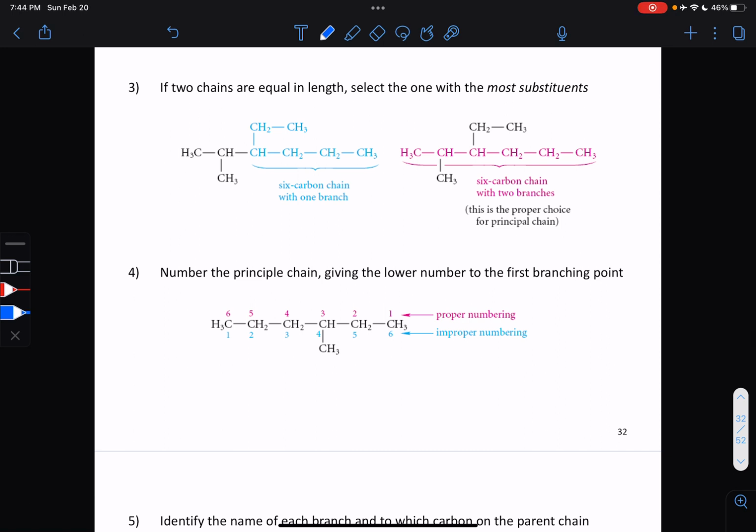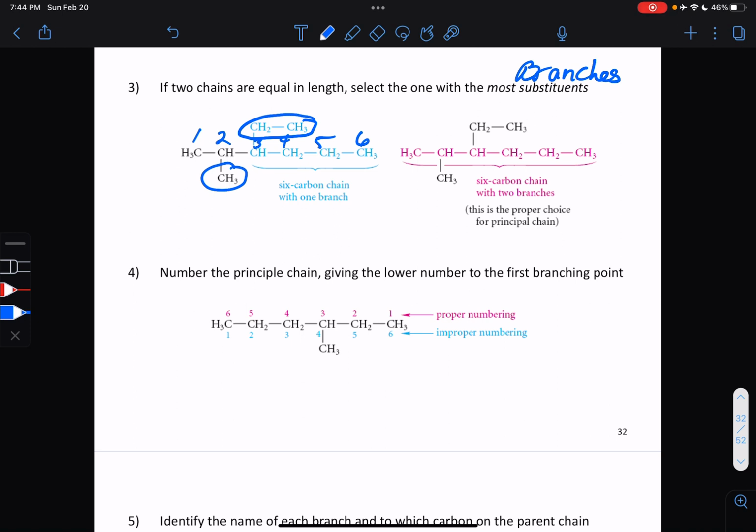Or it might be in the next one, because number 3 says if 2 chains are equal in length, so say you have 2 hexanes that are possible, you want to select the one with the most substituents or the most branches. Same thing, substituents and branches. So let's take a look at the molecule on the left. Now we can have 1, 2, 3, 4, 5, 6, like that, and we would have one branch here and a second branch right there hanging off of carbon 3.